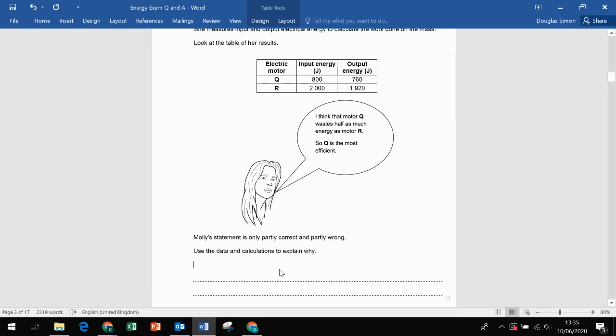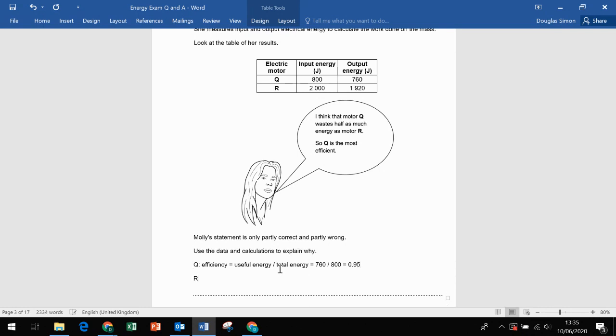Okay, so let's look at Q. Efficiency equals useful energy divided by total energy. So the useful energy is 760. The total energy is 800. So what's the efficiency? The efficiency is 0.95 or 95%.